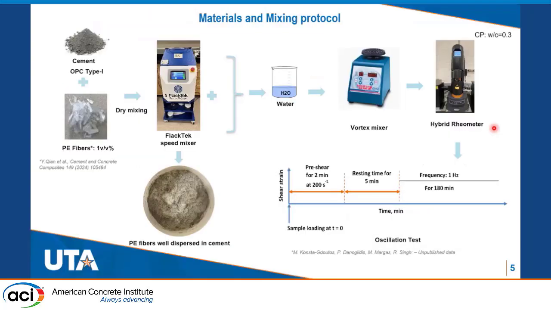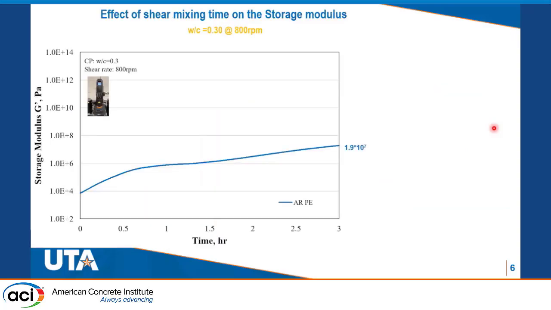The materials and proportions used in this study are typical for 3D printing applications. We are using ordinary Portland cement type 1 at a low water to cement ratio and polyethylene fibers at 1% per volume. We used a hybrid rheometer to measure the shear strain versus time by applying pre-shear for 2 minutes, a resting time of 5 minutes, and a frequency of 1 Hz for 180 minutes. Here we measured the storage modulus over time for hand-mixed fibers. We call it as received.